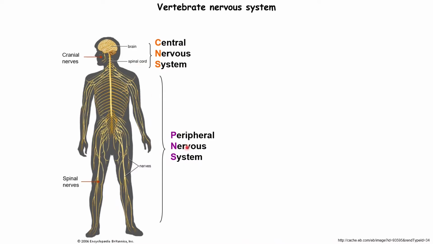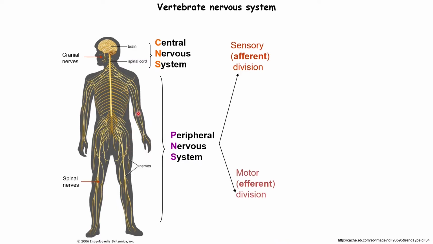And the peripheral nervous system includes various nerves that are going from the brain or the spinal cord to various parts of the body, like in the hands, in the legs, at the back, and so on. The peripheral nervous system can be further subdivided into two components: the sensory part and the motor part. The sensory division basically includes those nerves that are collecting information from different parts of the body and relaying it to the spinal cord and the brain. So the information is flowing from the body towards the brain, and this is also called the afferent division.